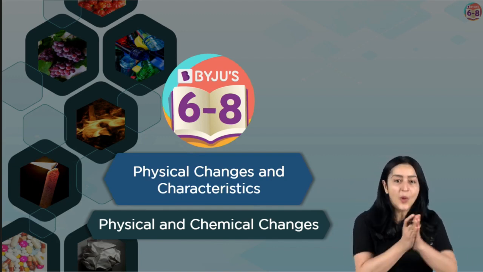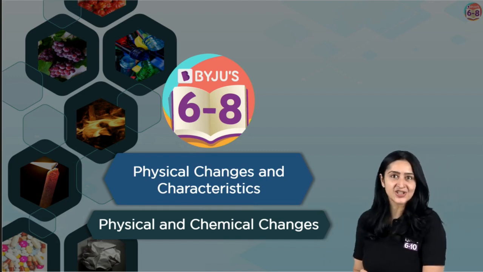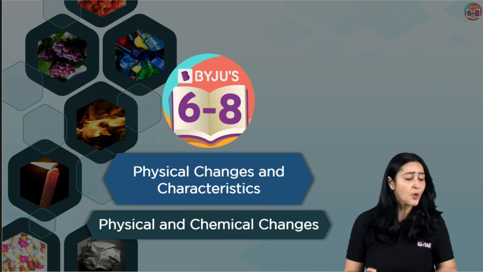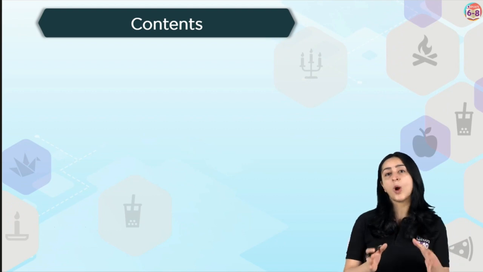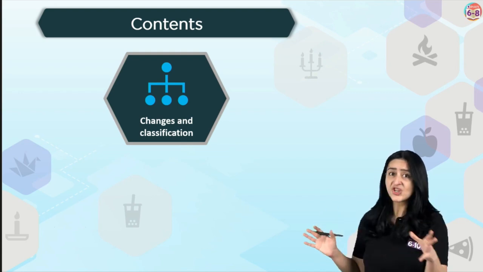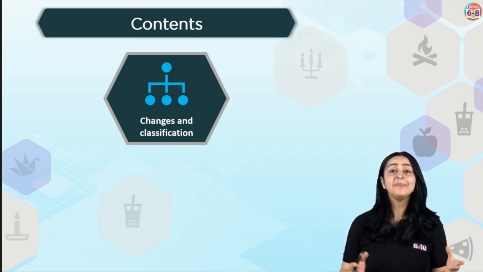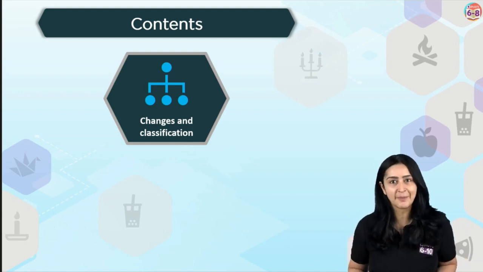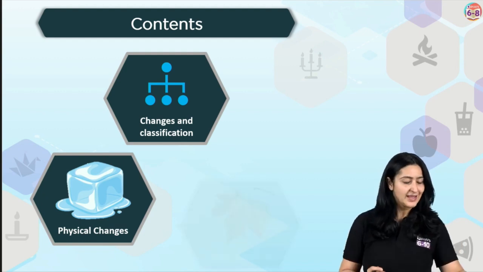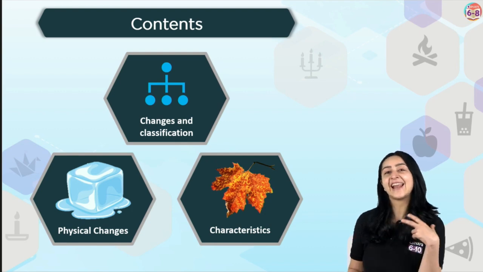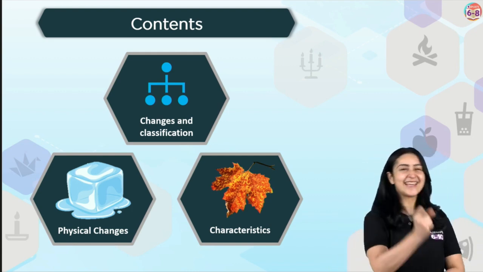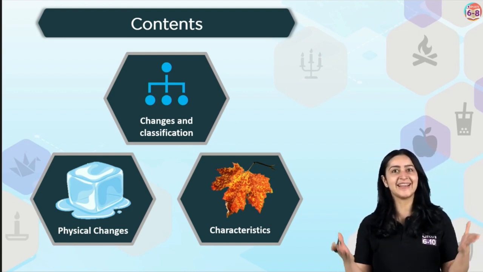Today, we're going to be dealing with physical changes and characteristics from your grade 7 chapter, which is physical and chemical changes, right? So before we proceed, let's take a look at what we're going to be covering today. First of all, we will be covering changes. What are changes exactly, and how can we classify the different changes that happen around us? Then we will be talking about physical changes in particular, and then the characteristics of physical changes. Now, it all sounds very heavy, but it's actually not. This is a very easy peasy chapter, and we are going to do it in a very easy peasy way.